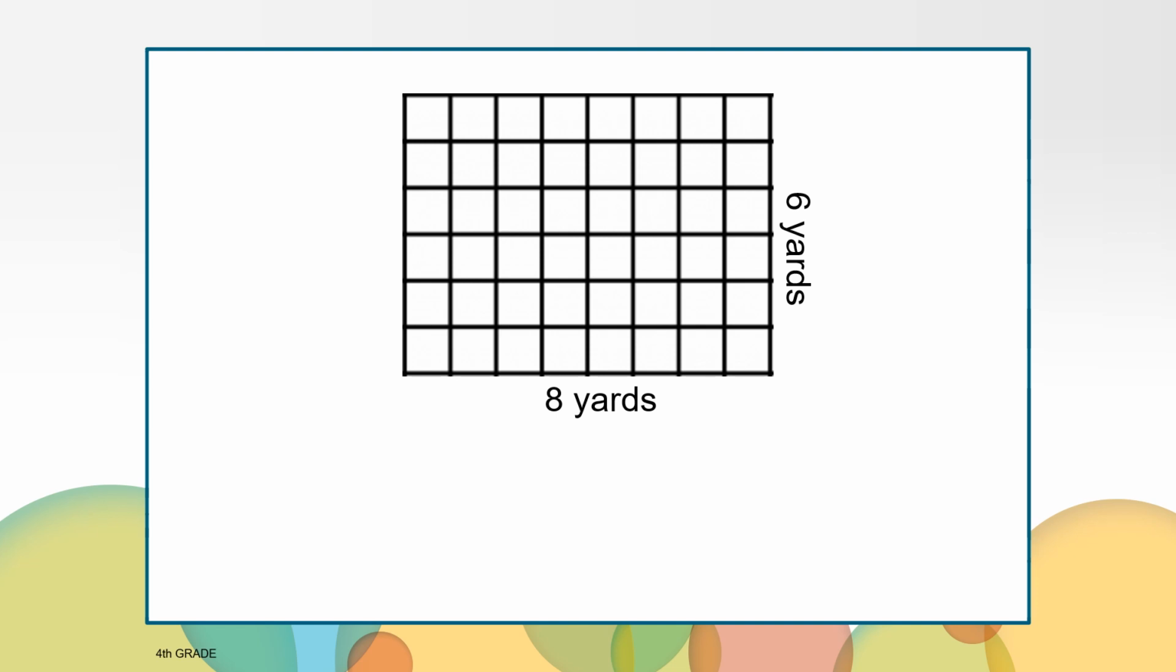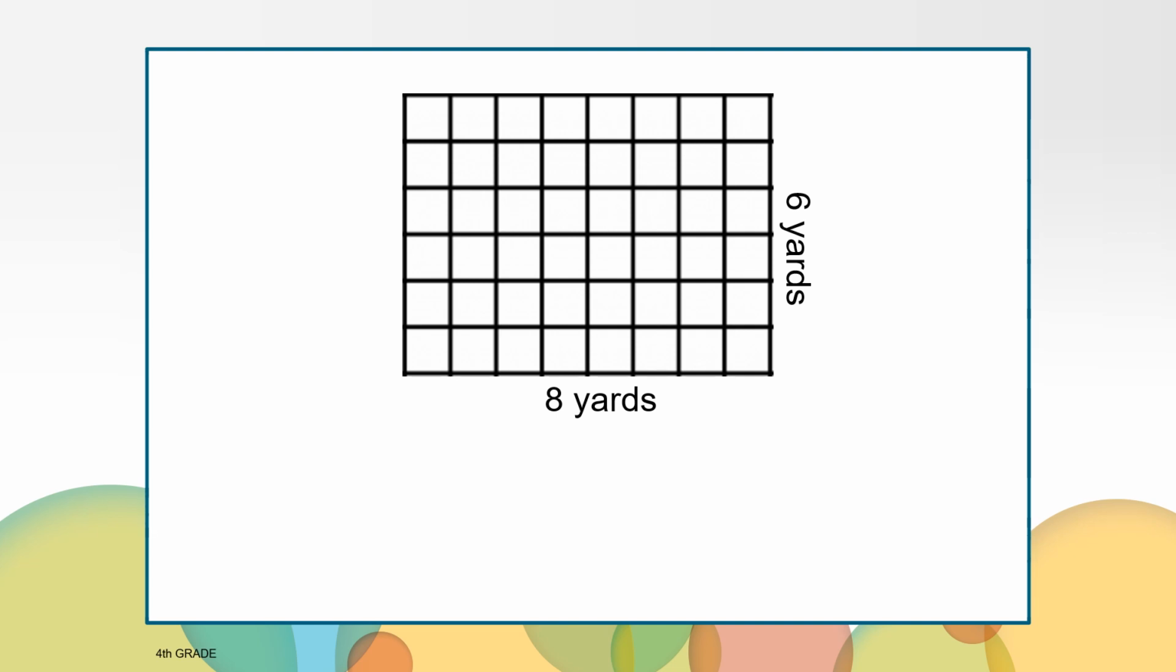Let's pretend that this picture represents the bottom of the pool. We can see that the pool is a rectangle shape. Its dimensions are 8 yards by 6 yards. To find the area of the pool, we want to fill it with these small squares. Each small square measures 1 yard by 1 yard.